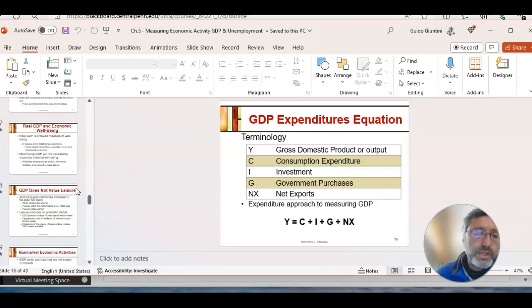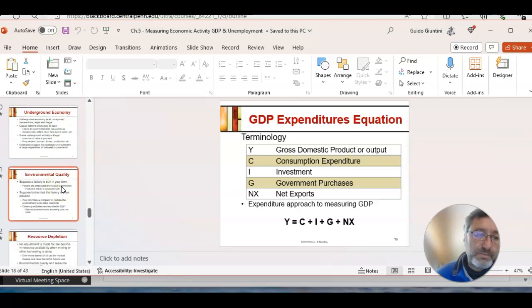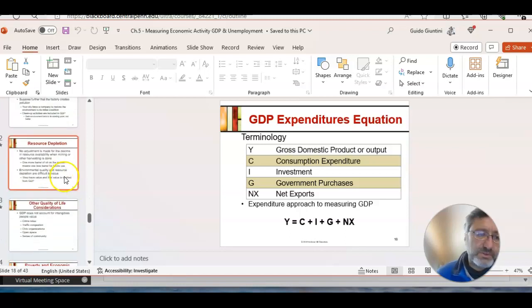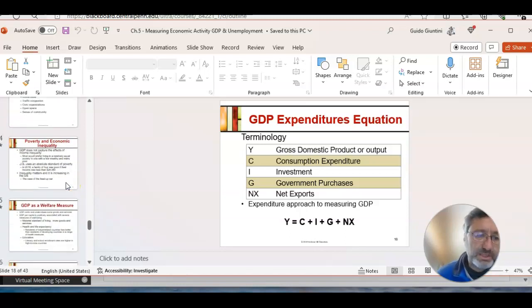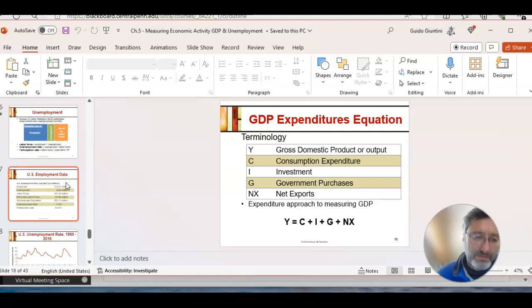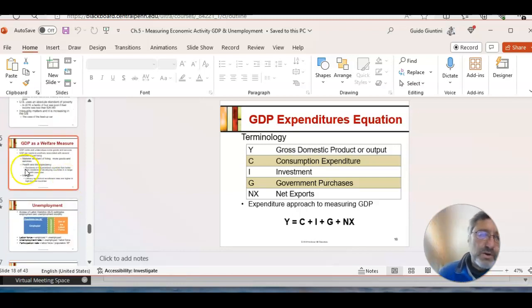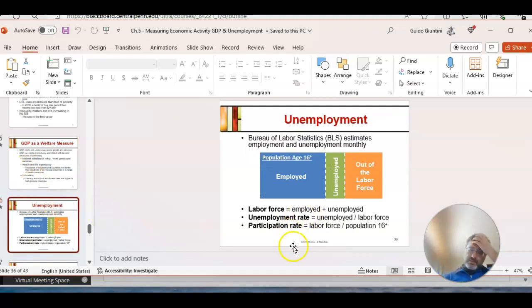And then you go into, sorry, I'm sliding down here, but you can see, there's a lot of consideration: underground economy, changing quality, quality of life. Do you measure everything? Welfare, how the GDP really measures what's good and what's not good, all this, right? But the next part of the chapter talks about unemployment. And unemployment is relatively straightforward. It tries to measure how many people that are willing to work do not have a job. Okay, that's the unemployment rate.